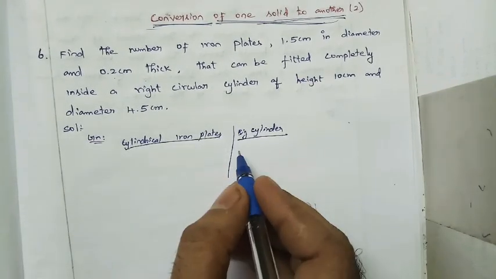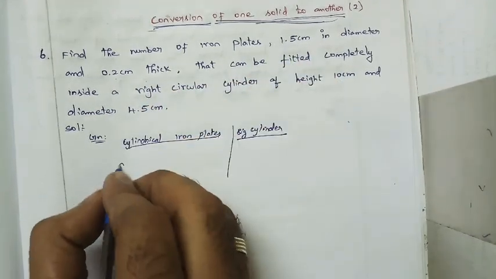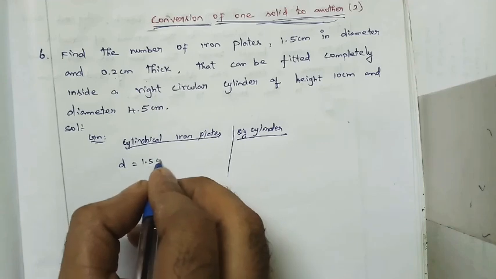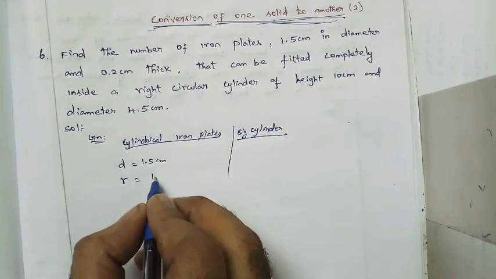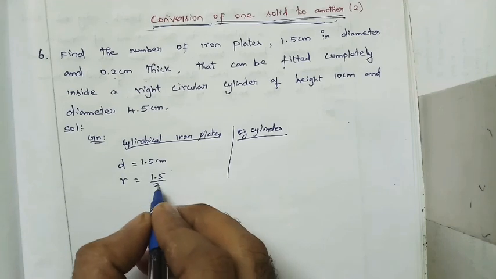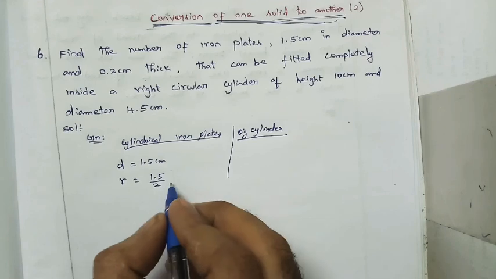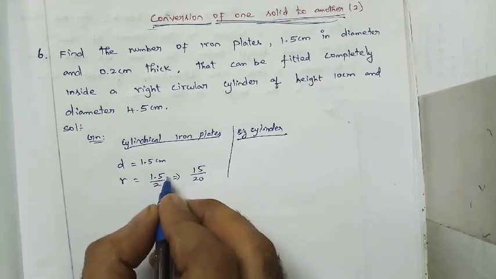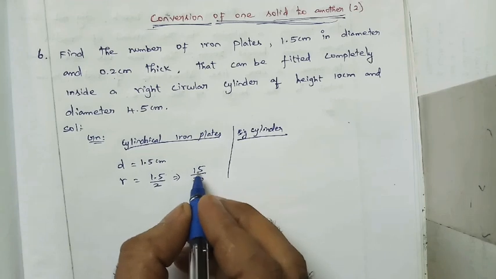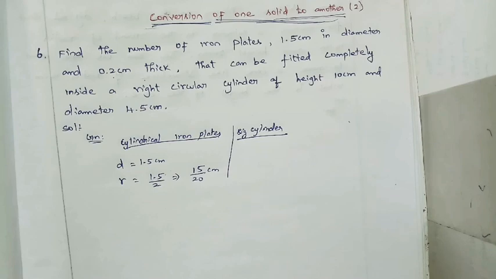So what givens do we have? Diameter is 1.5 centimeter, D equals 1.5 centimeter. Then the radius of the cylindrical iron plate is 1.5 divided by 2. It is in the form of a decimal, so remove the decimal by multiplying by 10 on both numerator and denominator. It becomes 15 divided by 20. So the radius of the cylindrical iron plate is 15 divided by 20.